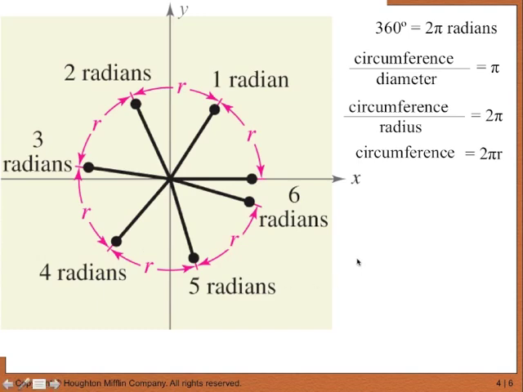But the main thing for the screen is have this diagram etched in your minds. Know that the circumference is 2 pi r. Count up the little r's to prove that to yourself. Know also that there are 2 pi radians in a full circle of 360 degrees. And when you're confident about all those concepts, then go on to the next screen.